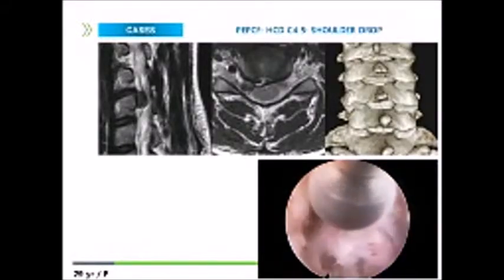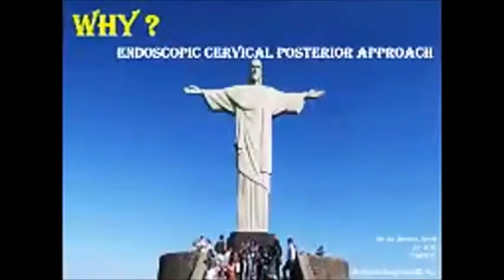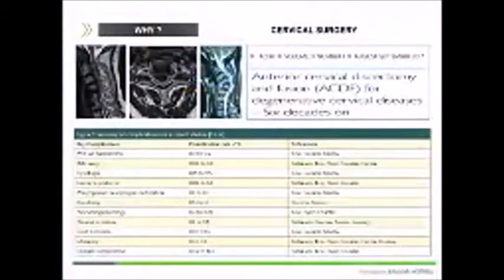Why do I choose the posterior approach of endoscopic spine surgery? We already know well now that there are so many complications of open surgery like this: postoperative hematoma, recurrent laryngeal palsy, dysphagia, Horner syndrome, and so many other complications, sometimes very serious mortality cases.